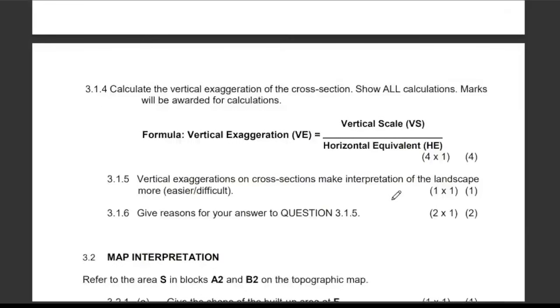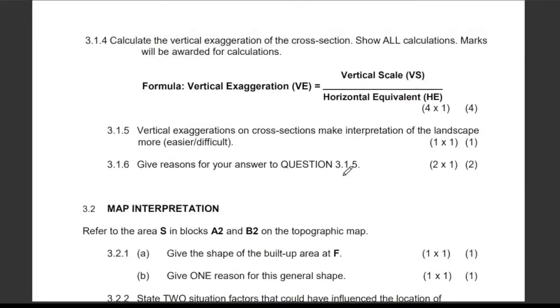Show all calculations. Right, when we're talking of vertical exaggeration, we are looking at the deliberate stretching of the vertical scale of a cross section to emphasize the height of low-lying features. We want to show or emphasize the height of some features on the map, for example the valleys or the hills. We want to show them so that they are visible enough. We deliberately stretch the vertical scale of the cross section such that they become visible.